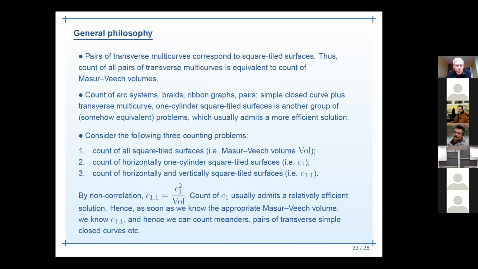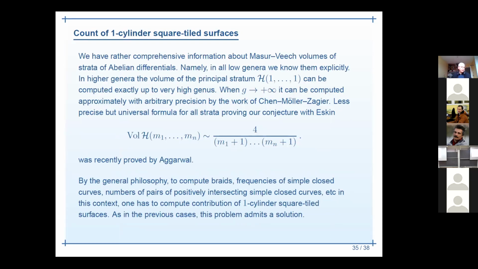This is again the general philosophy, which is applicable to all genera and so on. So to finish, let me say several more words about the orientable case and how we count one-cylinder square tile surfaces in the orientable case. It's somehow related to permutations. So first, there is this asymptotic formula for the Masur-Veech volumes of strata of abelian differentials, which is proved by Aggarwal, by Chen, Möller, Zagier.